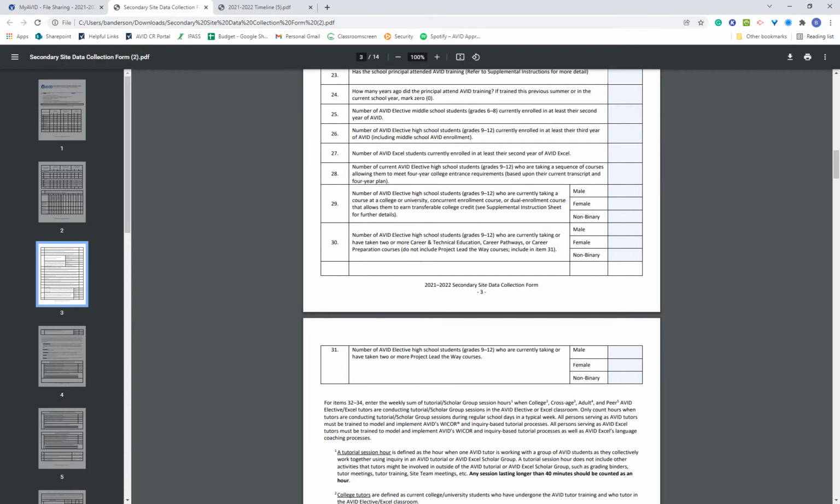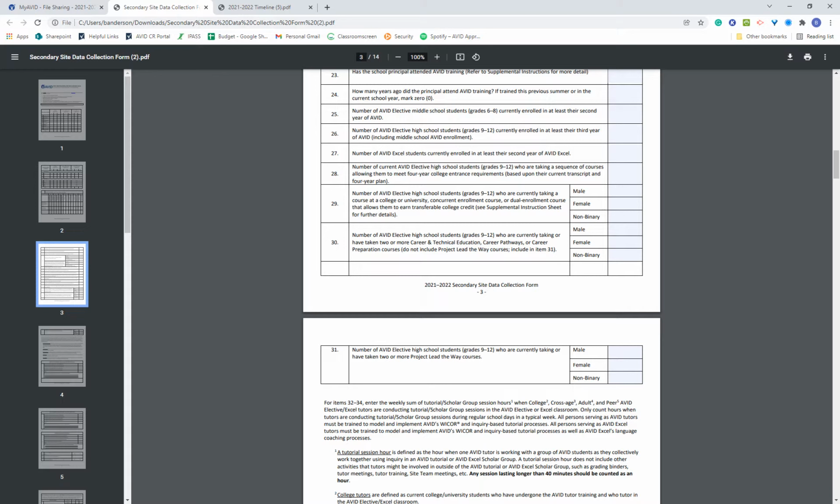Question 29 looks at concurrent or dual enrollment in college courses, or courses that are transferable. There are some additional supplemental instructions here, but really we're talking about students who may be taking part of their day at the local college or community college and part of the day at the high school. That would be concurrent enrollment. Or people that are dual enrolled, meaning they're probably taking a course, most likely on their high school campus, that is counting for college credit.